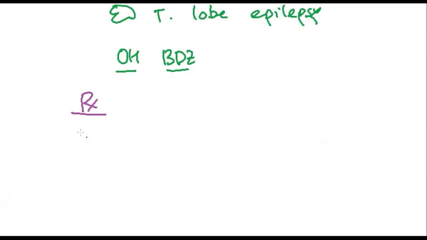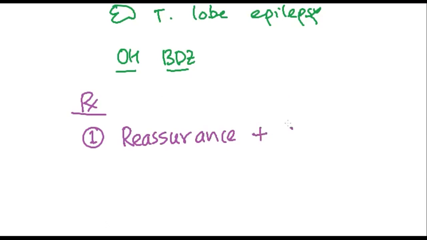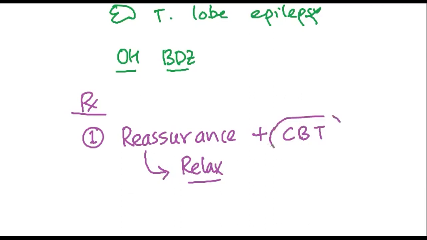The treatment is very simple. The first step would be reassurance of the patient. We have to reassure that you don't have any serious medical illness. So this education, this reassurance is very important. And oftentimes this can be coupled with CBT or cognitive behavior therapy. Along with that, the patient will learn relaxation techniques. So reassurance, educating the patient, the relaxation techniques, and obviously going for CBT if those don't work.